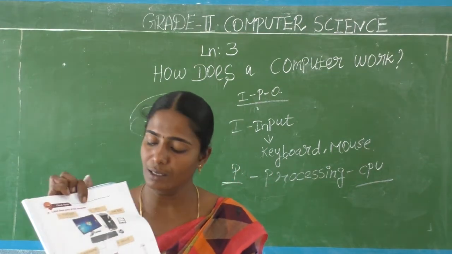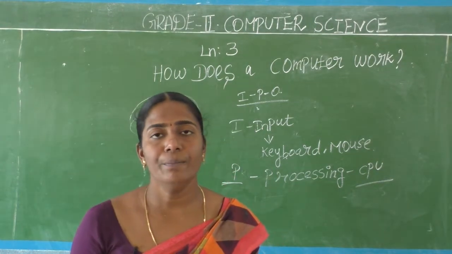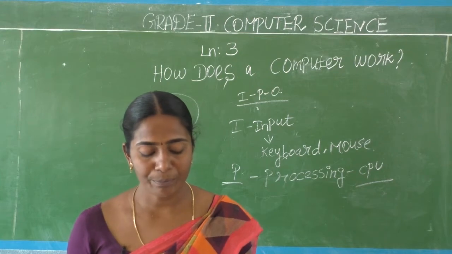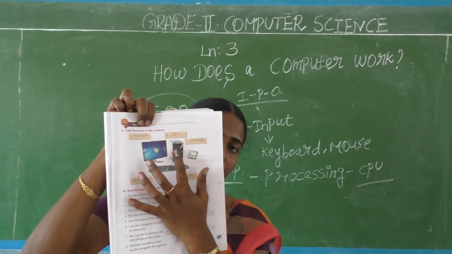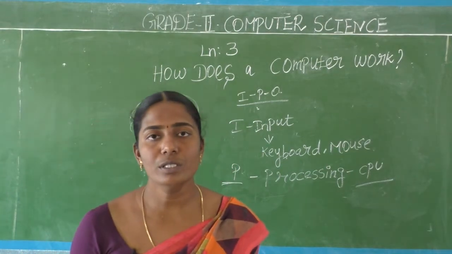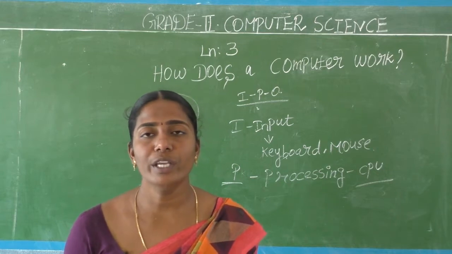Okay, what is this? This picture is the CPU. Here the CPU looks like a box. CPU looks like a box. Without the CPU we cannot do any work.